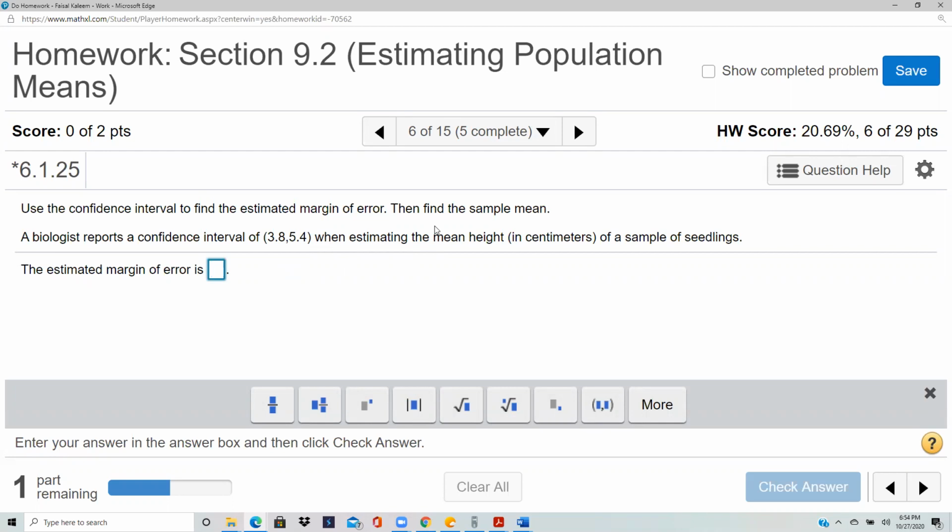So even over here, margin of error is U minus L divided by 2. So in this case, it would be 5.4 minus 3.8. And that gives me 0.8.